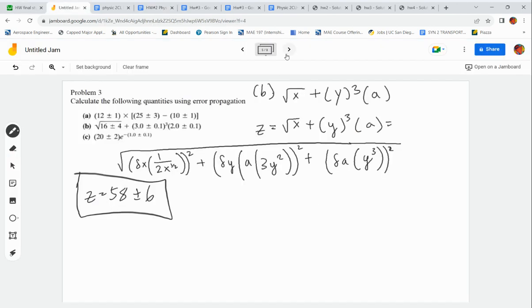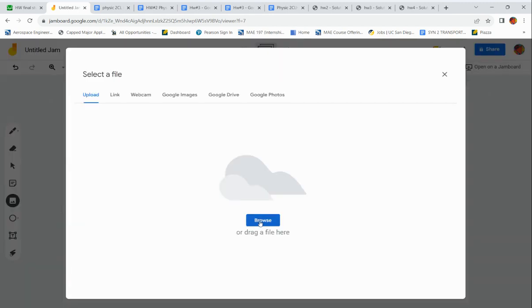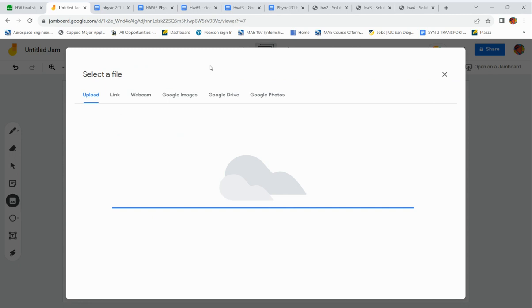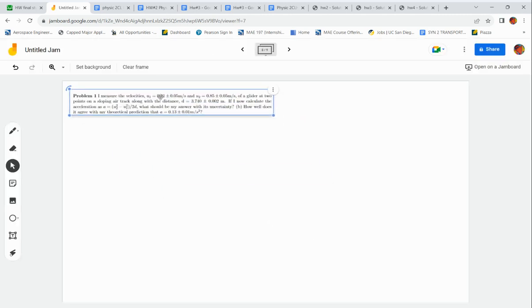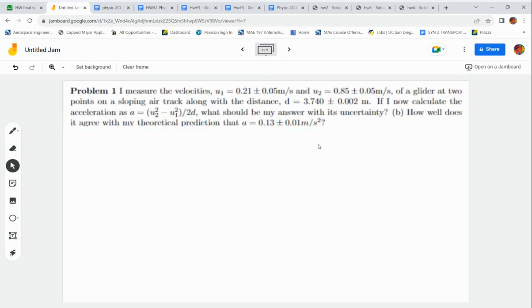Alright, the next question is up. This was a harder one. Not because the content of the questions is harder, just because it's actually time consuming. That's all. So the question asks, measure the velocities of. I don't like the U. They should have done V.